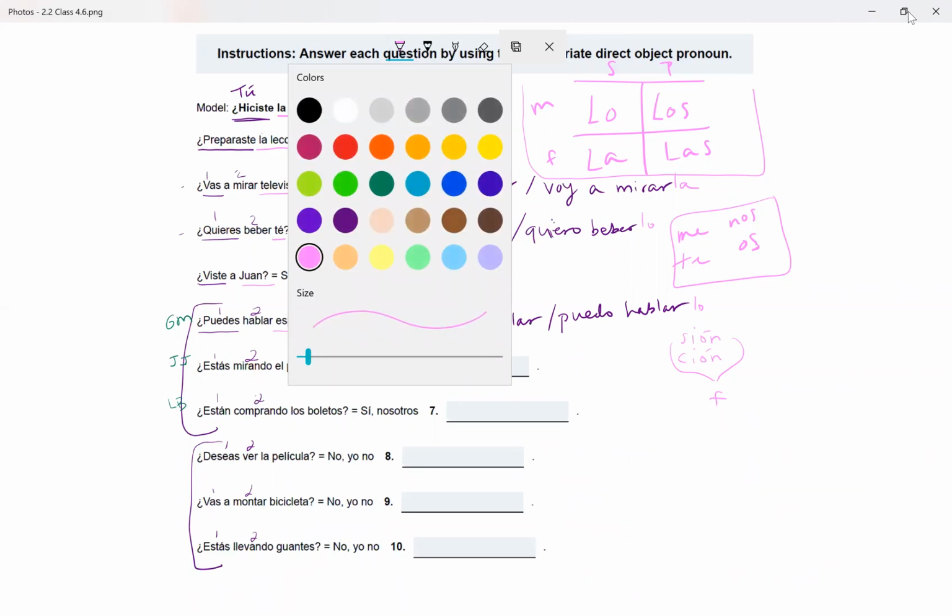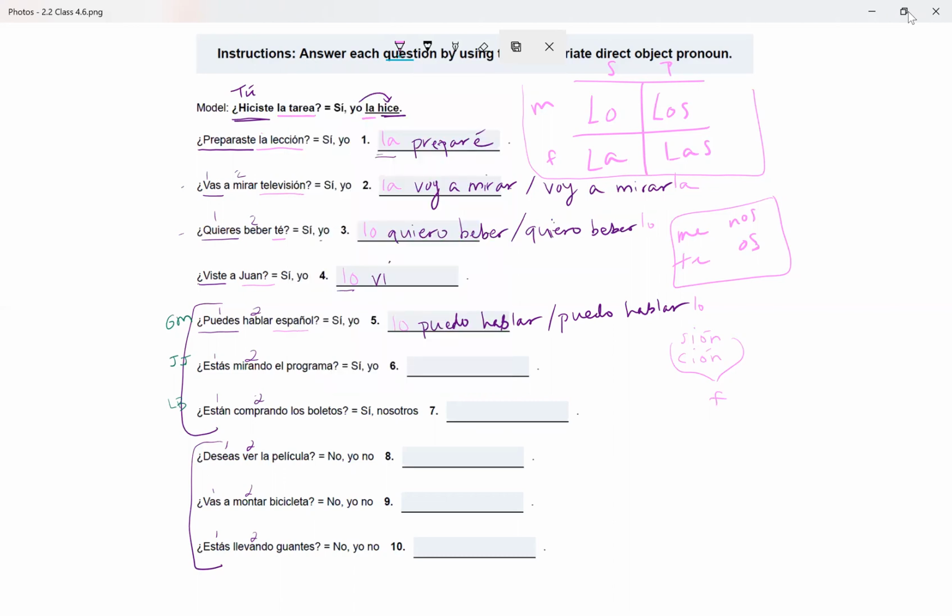Number 6. Okay. So it would be lo. Yes, it would be lo, because we have the L. The A in programa is confusing, but it is a masculine word. So you have lo. Okay.